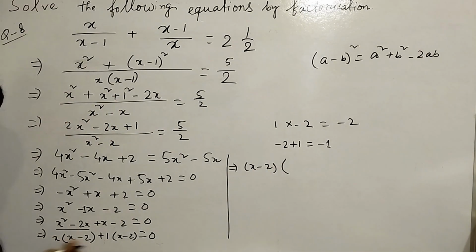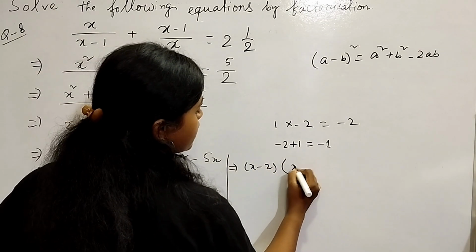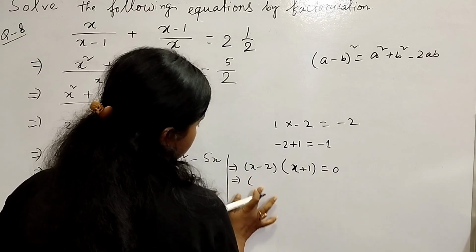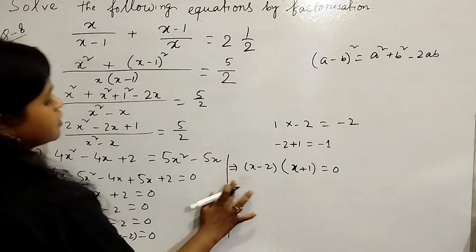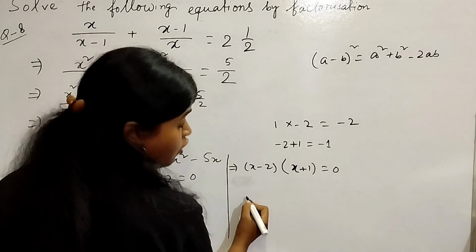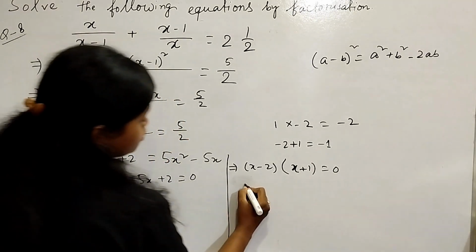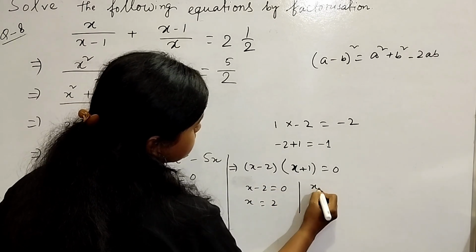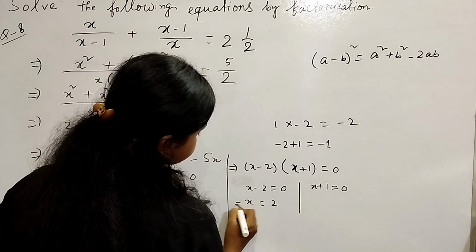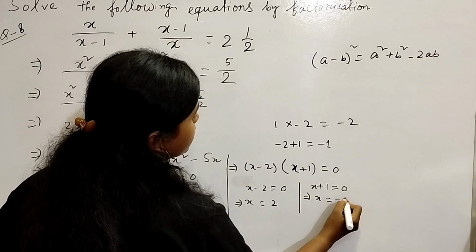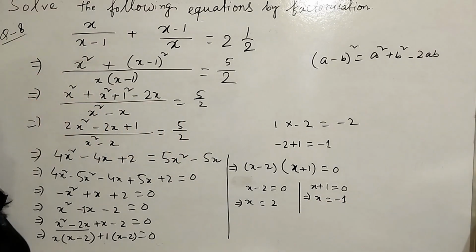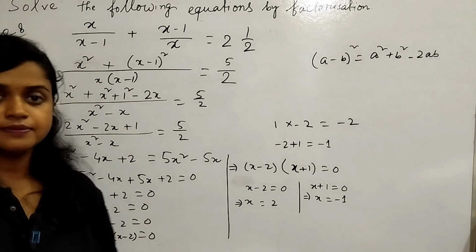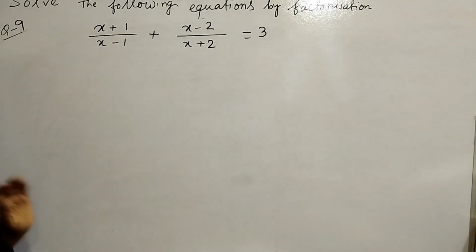So now we got x minus 2 and another factor, x plus 1. So x plus 1 equals 0. Now we got two factors of this quadratic equation. We have to find the value of x. So x minus 2 equals 0 and x equals 2, and x plus 1 equals 0, so x equals minus 1. So the values of x are 2 and minus 1. This is the solution of this quadratic equation. Let us discuss question number 9.